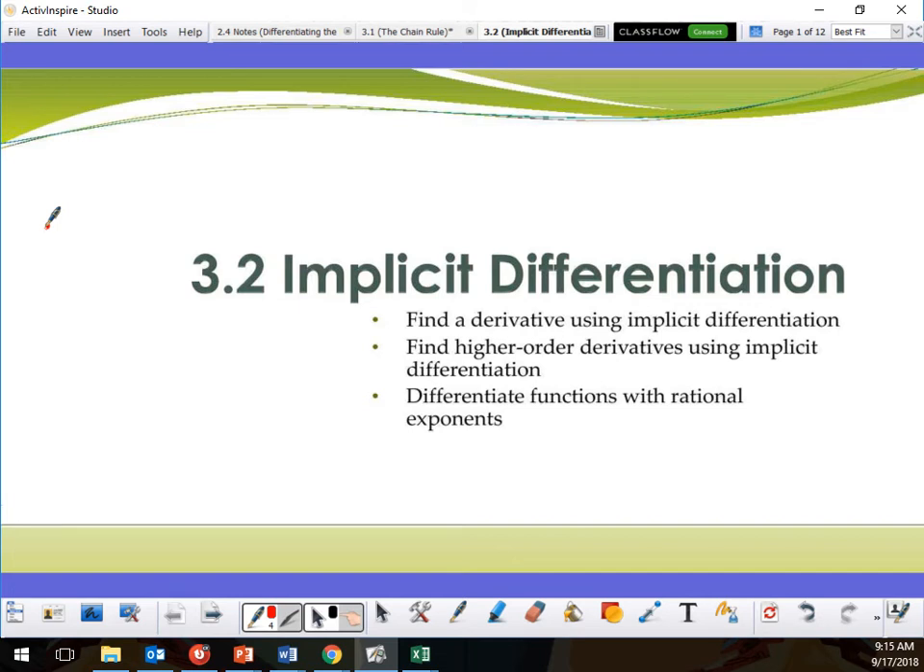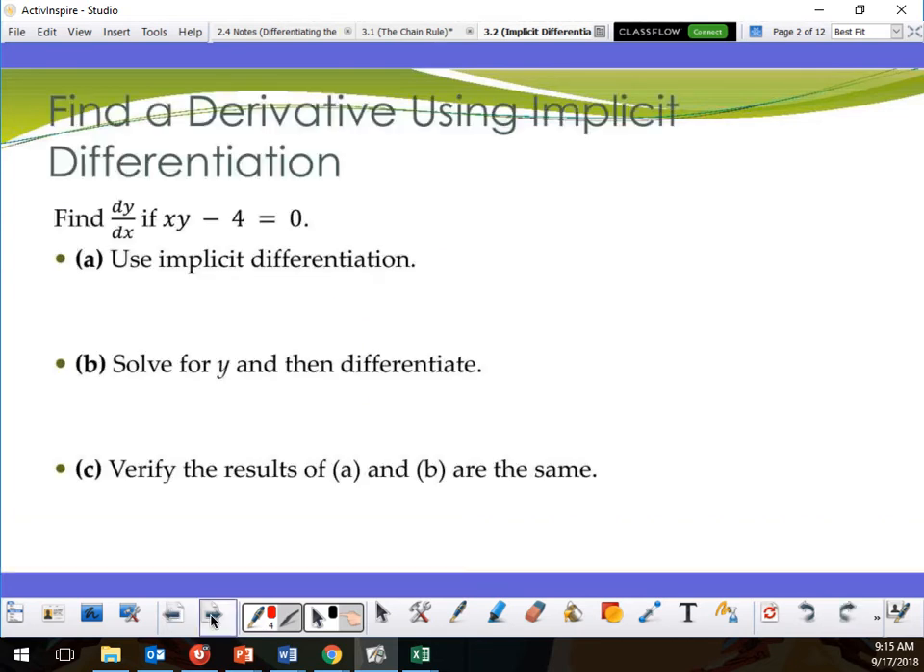All right, so 3.2, implicit differentiation: finding the derivative using implicit differentiation, higher order, all that other good stuff. Now use implicit differentiation for this one right here. So let's take a look. This piece right here is what rule? Product. Thank you. So xy minus 4 equals 0.